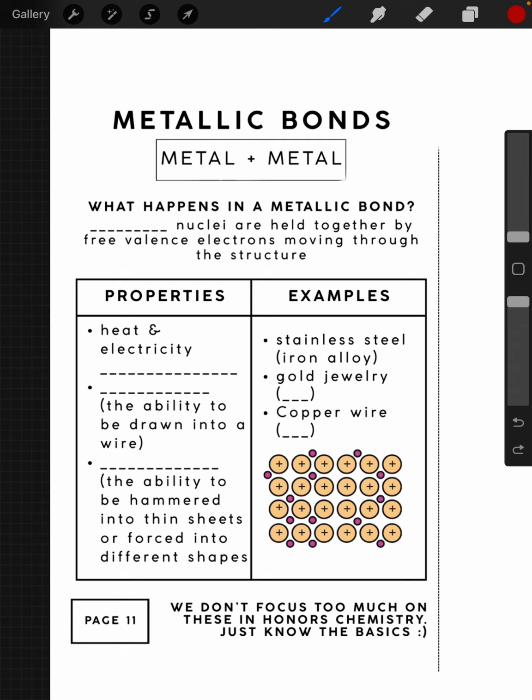Okay, this video is about page 11 of the Honors Chemistry Notes packet. The topic for today is metallic bonds. We do not spend a ton of time on these because we would rather focus on covalent and ionic bonds, so this is really brief. So metallic bonds are going to happen between a metal plus a metal.